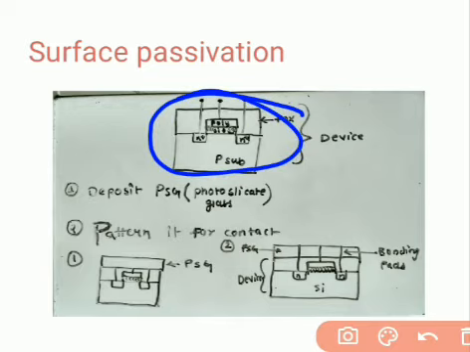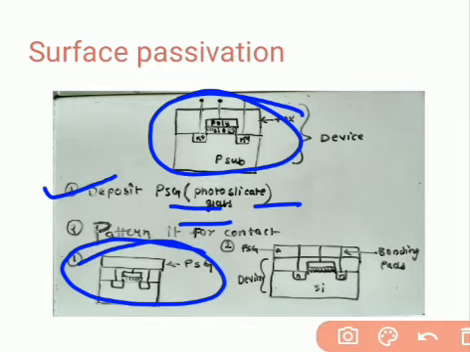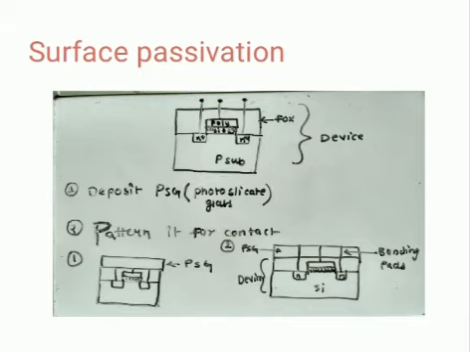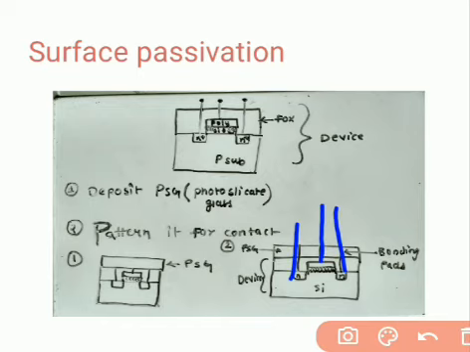So what we do, we first deposit our phosphosilicate glass. So there is a deposition of phosphosilicate glass. After the deposition of PSG, we need to pattern it and create a contact. So here is a contact. So in this way, we can protect our device using surface passivation.